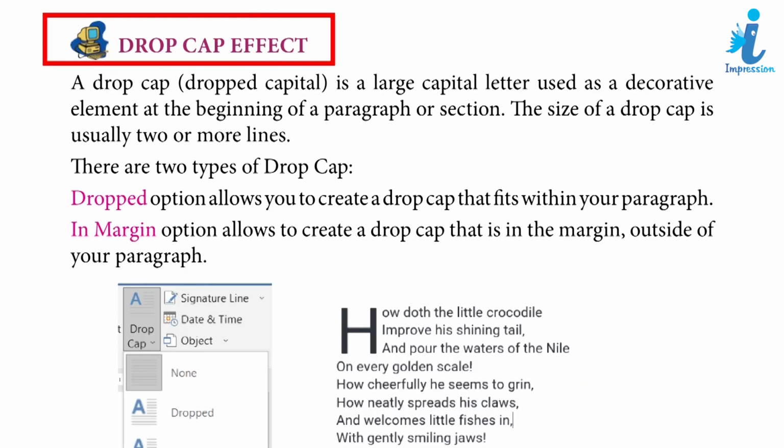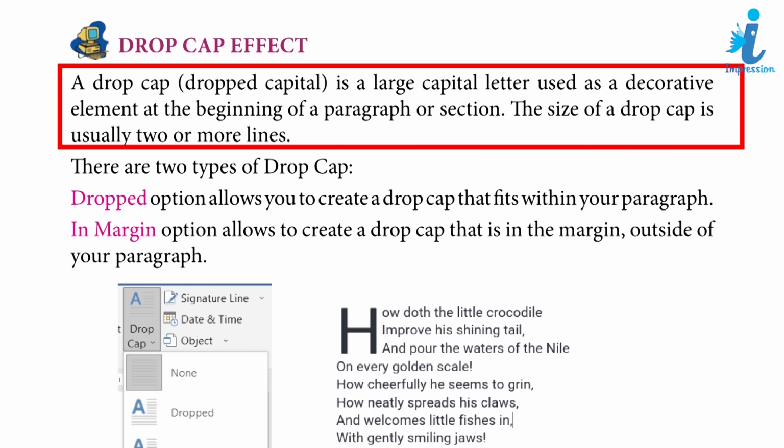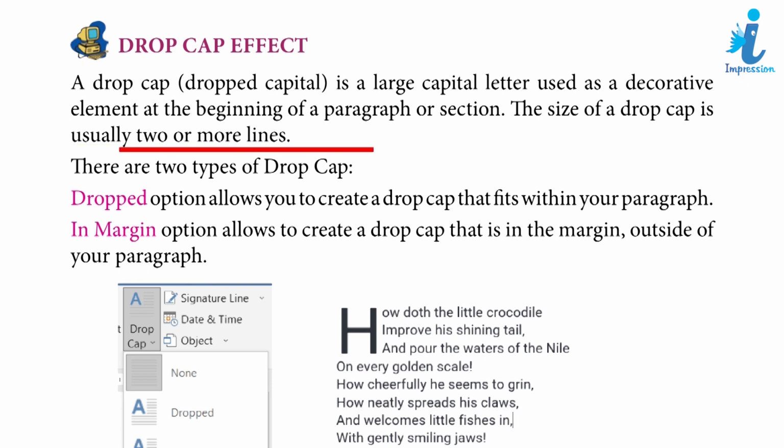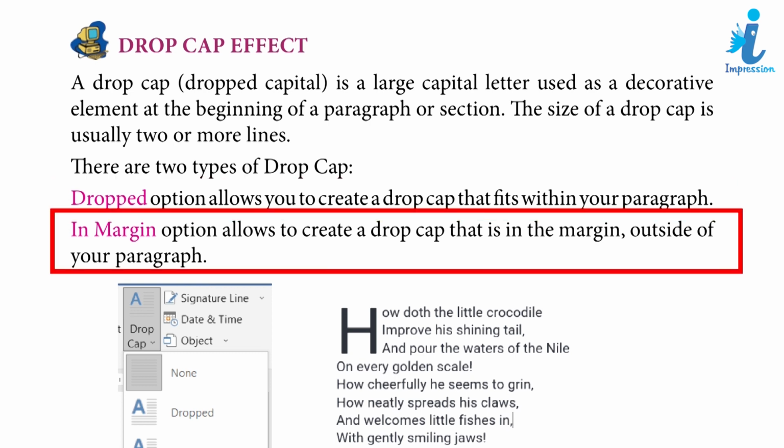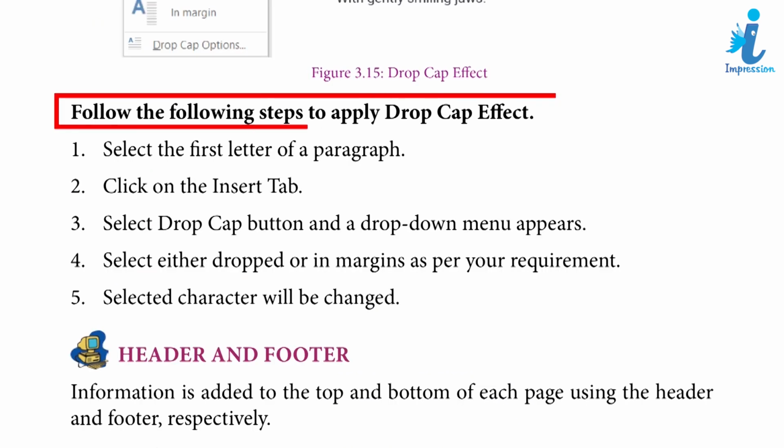Drop cap effect. A dropped capital is a large capital letter used as a decorative element at the beginning of a paragraph or section. The size of a drop cap is usually 2 or more lines. There are 2 types of drop cap. Dropped option allows you to create a drop cap that fits within your paragraph. And margin option allows you to create a drop cap that is in the margin outside of your paragraph. Follow the following steps to apply drop cap effect.